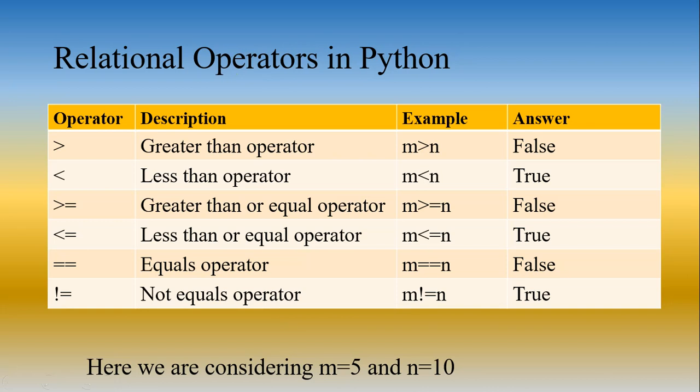Now, before explaining this, I want you to consider that m equal to 5 and n equal to 10. For this table, we will consider that, and according to these only, we will try to answer these questions. Okay. So, the first one is the greater than operator. It is represented by a greater than symbol, and we check, is m greater than n? Which means is 5 greater than 10, which is false.